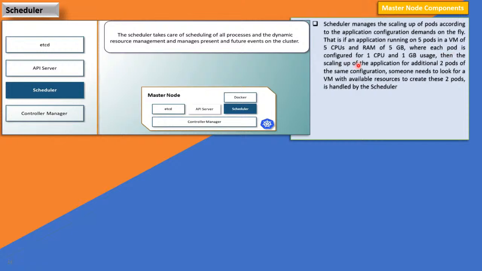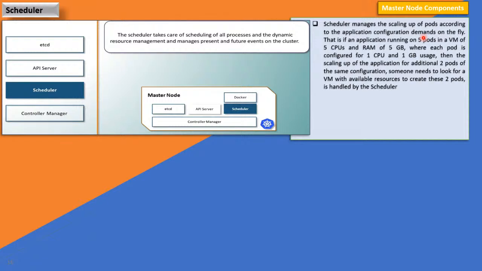Then, for the scaling up of the application for additional 2 pods of the same configuration, someone needs to look for a VM with available resources to create these 2 pods. That is handled by the scheduler. So if you are already overbooked, your capacity is running out, or it is at the topmost utilization, optimized, with 5 pods taking all the 5 CPUs and all the 5 GB RAM, is there any more room to schedule another 2 pods?